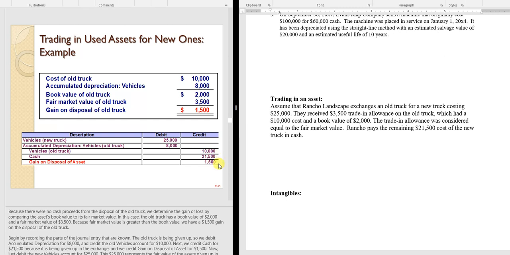Honestly, this seems complicated, but if you think about it, I've got an old truck, old accumulated depreciation, new truck, cash, and gains. That's all of these things in here, and then I just have to decide what I do with them. I got rid of the old truck, got rid of the old accumulated depreciation, got a new truck, paid cash, and then I record my gain. And you can also just plug your gain in the end and it'll all work out. Just don't forget one of the trucks, which is what I generally do.